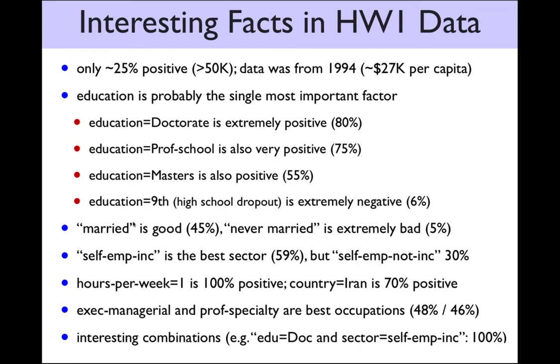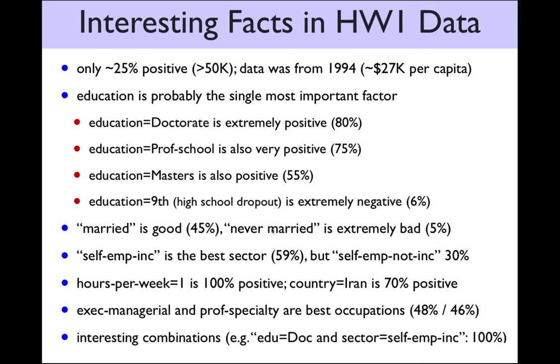And married is very good, even though less than half. But never married, that is single, is actually extremely negative. It's only 5%. Why is that the case? Well, it's because most young people earn less than 50K. The people who earn more than 50K, which is only a quarter in that data set, are mostly older people, mostly people like 50 years old, 45 years old. Those people are mostly married. So single is a very negative feature.